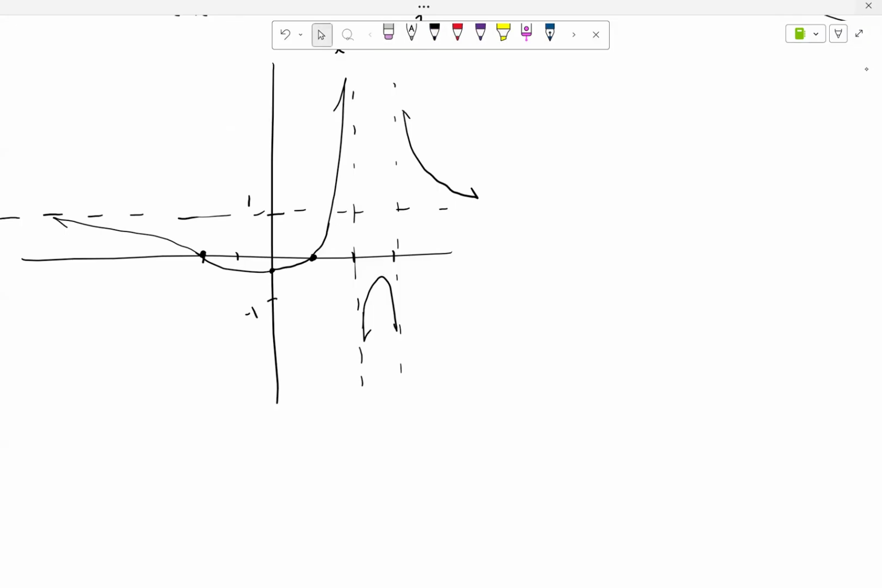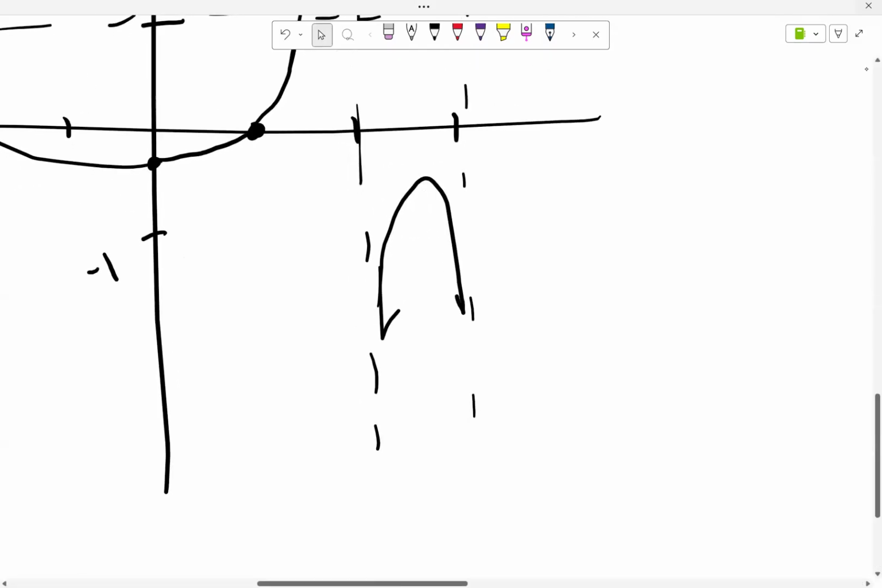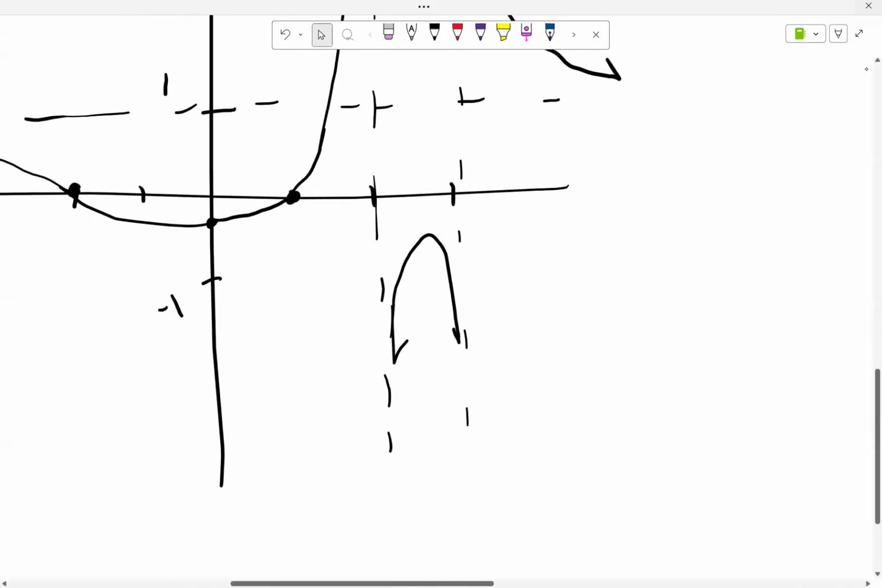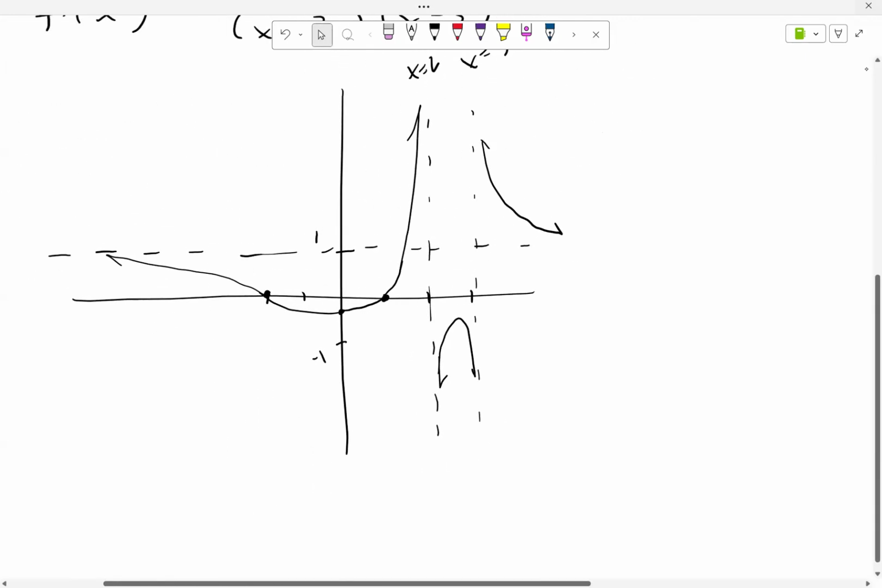Can we consider that a parabola though? No. Parabolas don't have asymptotes. They keep going out forever. The domain will be all real numbers for a parabola. But it is a curve. What are these three pieces of the graph called? Branches. Yay.